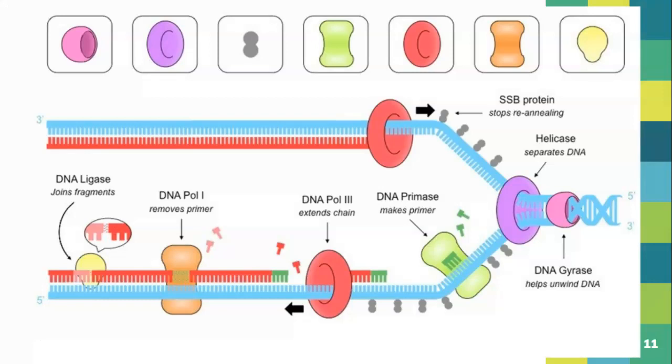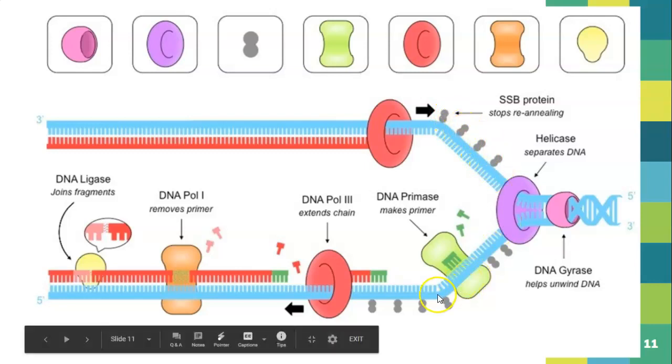This is a lovely photo that just helps explain exactly what's happening. So again, you have your helicase, which is unwinding it, your gyrase, which is lessening the tension. You have your SSB proteins keeping it pulled apart. And then you have your, where is it? I guess this is your RNA primase. It makes your primer, and then polymerase 3 extends the chain, polymerase 1 removes the primer, DNA ligase finishes off that bond.